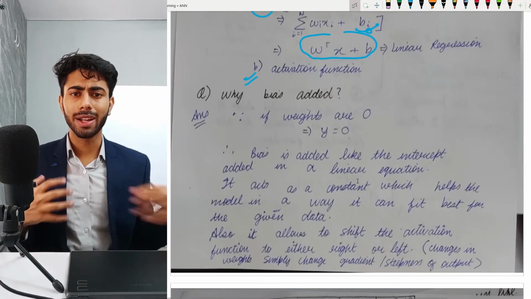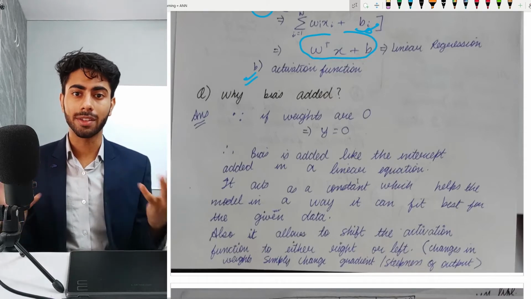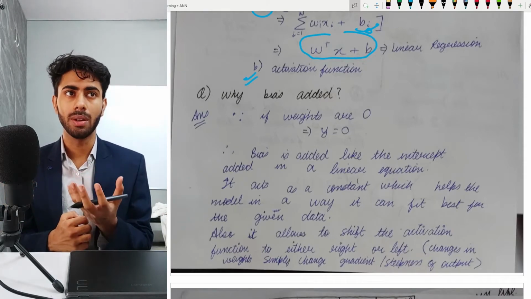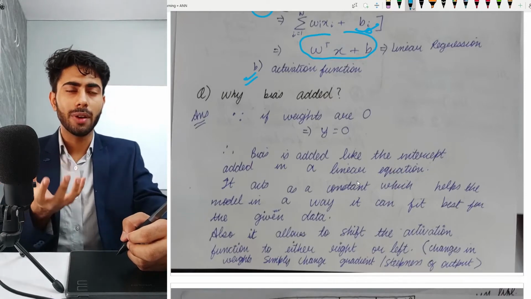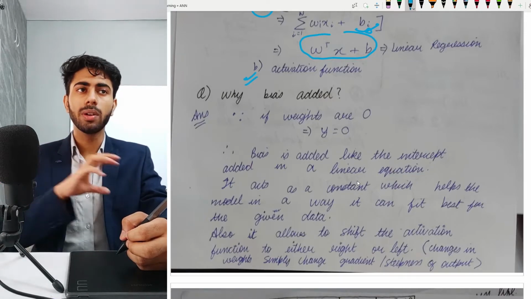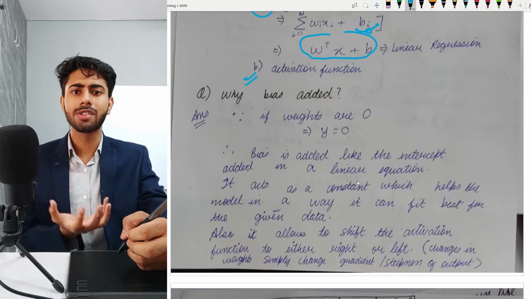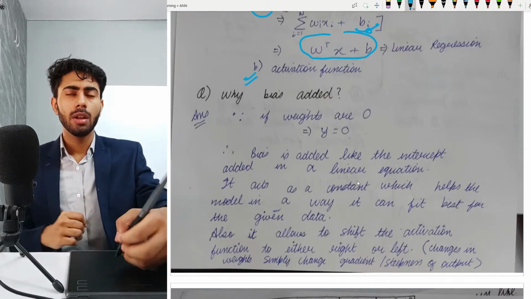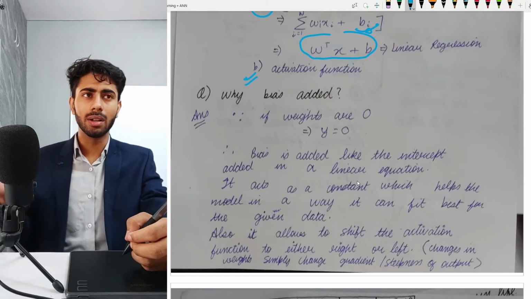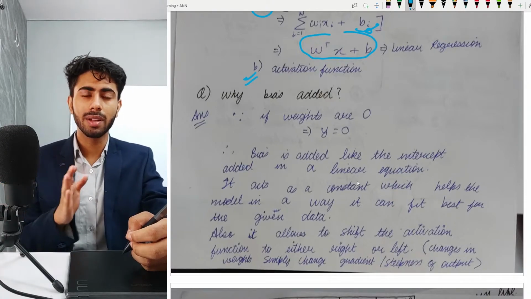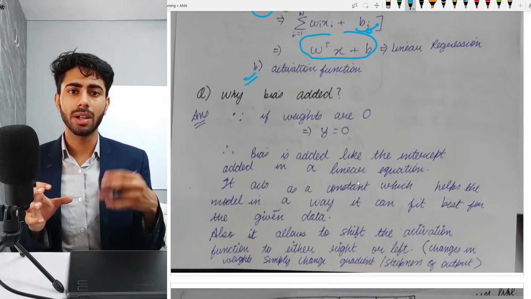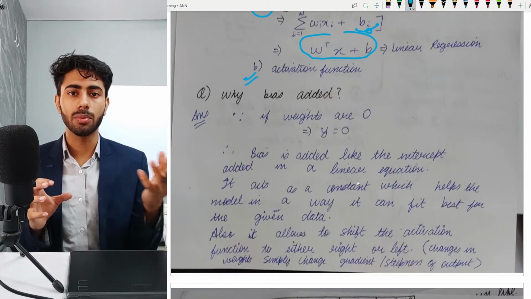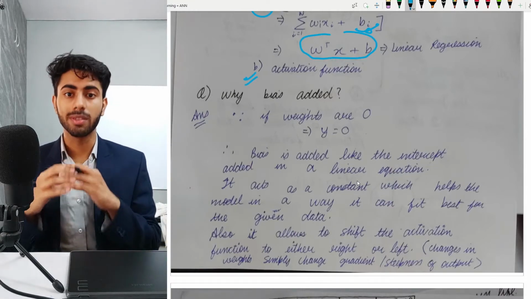Now you must be wondering why we add a bias term. What is the use of adding a bias term? There are multiple reasons for it. Suppose I don't add bias and my initial weights are set to 0. What will happen is that the input that my activation function gets is 0 because my weights are 0. So whatever x1, x2 might be, the whole answer is going to be 0.